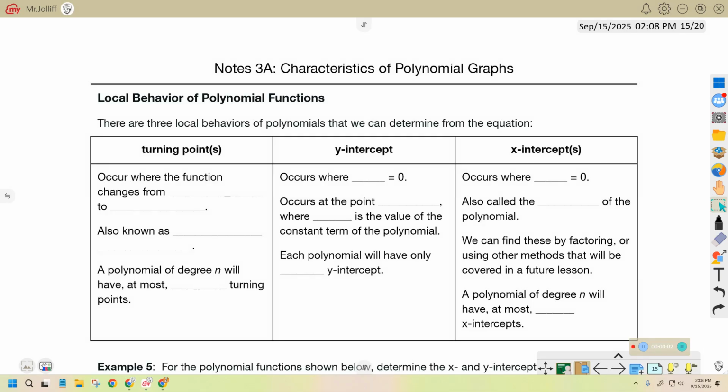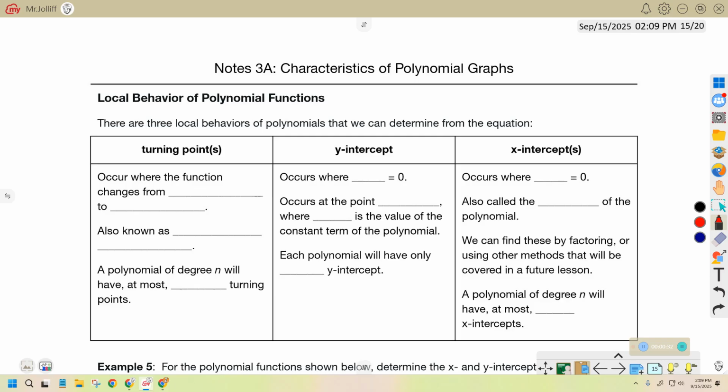Okay, so last time we talked about power functions. We learned about the end behavior of power functions. We defined a polynomial. We practiced identifying polynomials. And we learned that polynomial end behavior follows the end behavior of the leading term, whatever the term with the highest exponent looks like. Okay? Today, instead of end behavior, we're going to talk about local behavior.